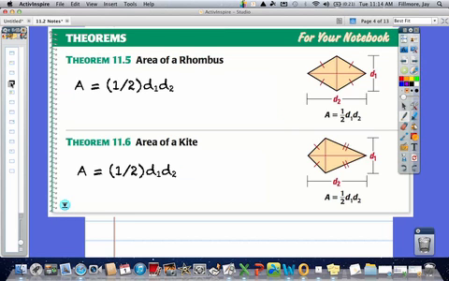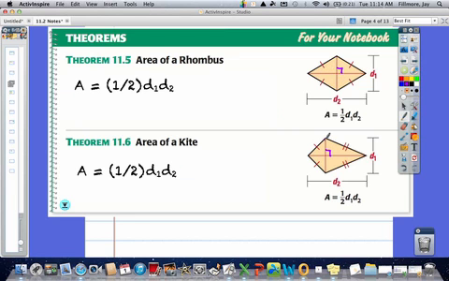The second two shapes we're going to look at are rhombuses and kites, and the areas of both of these are found the same way. So back from the unit on quadrilaterals, we know that these both have a pair of diagonals. And in kites and in rhombuses, we know that the diagonals are perpendicular to each other. In order to find the area, you take 1/2 times one diagonal times the other diagonal. Same thing in a kite.